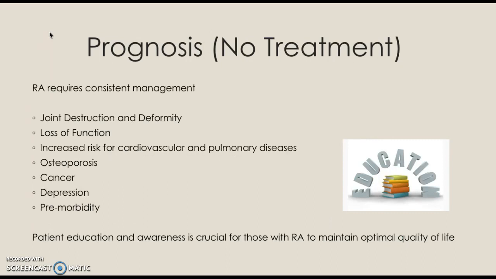If RA is not treated, then outcomes will be poor. RA requires consistent management. If someone has RA and they do not receive treatment, they can expect joint destruction and deformity, loss of function, increased risk for cardiovascular and pulmonary diseases, osteoporosis, cancer, depression, and even pre-morbidity. This is why, as OT practitioners, we need to make sure that we're educating our patients on proper management techniques for their condition. Patient education and awareness is crucial for those with RA to maintain optimal quality of life.